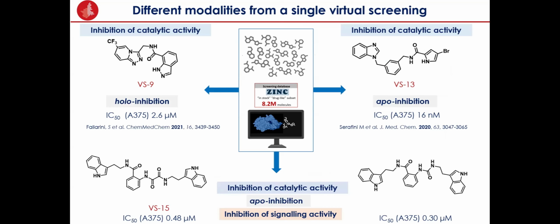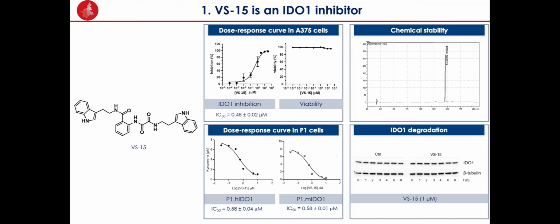So you can see here VS9, which is a holo inhibitor. Here you can see VS13, which is an APO inhibitor. It is a very potent compound with an IC50 of 16 nanomolar in a cell-based assay. But we were also able to identify this compound here, named VS15, which has an unprecedented mechanism of action. And that's why in the next slide, I will focus on this compound here, because it is able to negatively interfere with the signaling activities of IDO1 and not only with the catalytic activity of the protein.